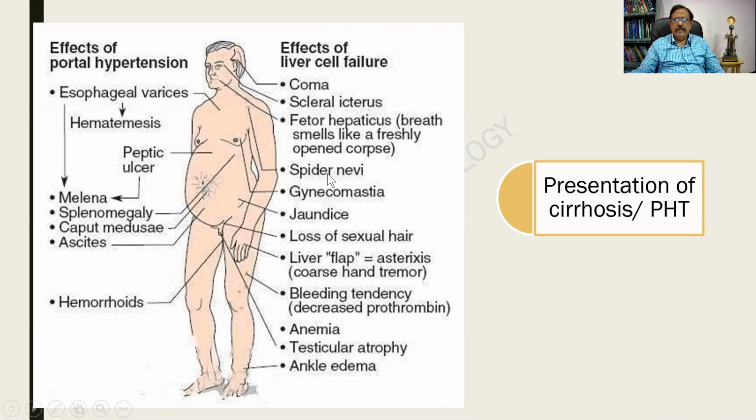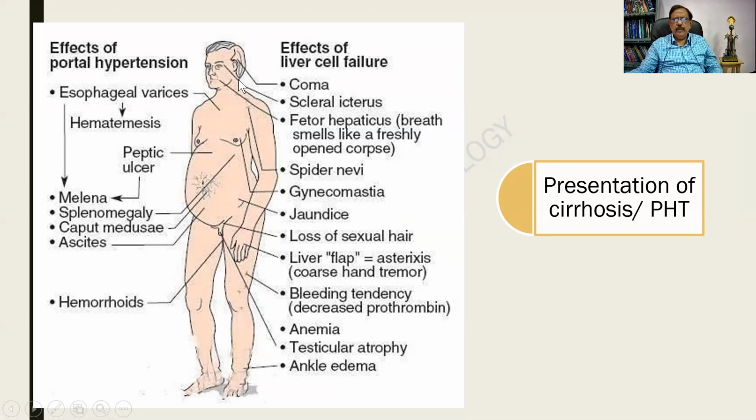Spider nevi, which you have seen, more common in the chest region. Gynecomastia, jaundice, loss of the sexual hair, and there is a flapping tremor. Bleeding tendency, as mentioned earlier, maybe it is because of decreased prothrombin or an increased pressure or both. Secondary to it, there can be an anemia. Gonadal dysgenesis, atrophy will be there. And because of the hypoproteinemia, there will be an edema.